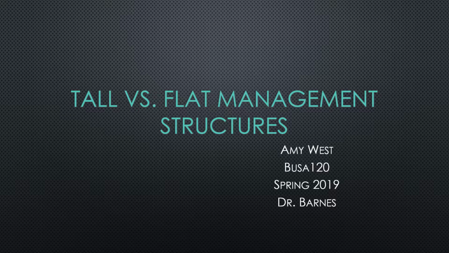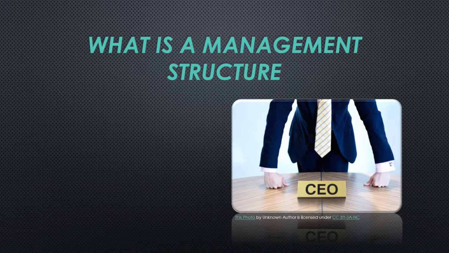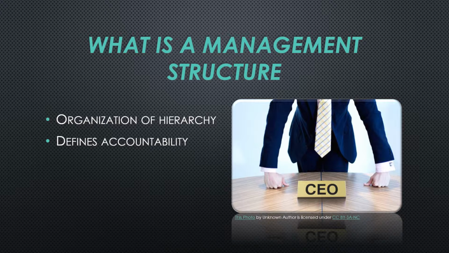Versus flat management structures. A management structure is an outline for how you run your company. It consists of organization of hierarchy, or creating the different levels of management. It defines accountability, which level of management is accountable for different aspects of the company. And it constructs lines of communication throughout the company.